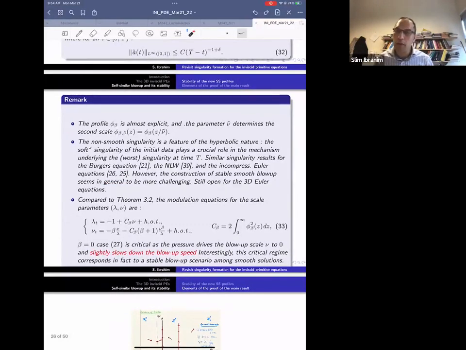Whereas for smooth initial data, like our first theorem, where the profile was smooth, so there is no singularity in the profile, this question still remains open for the 3D Euler equations, for instance.